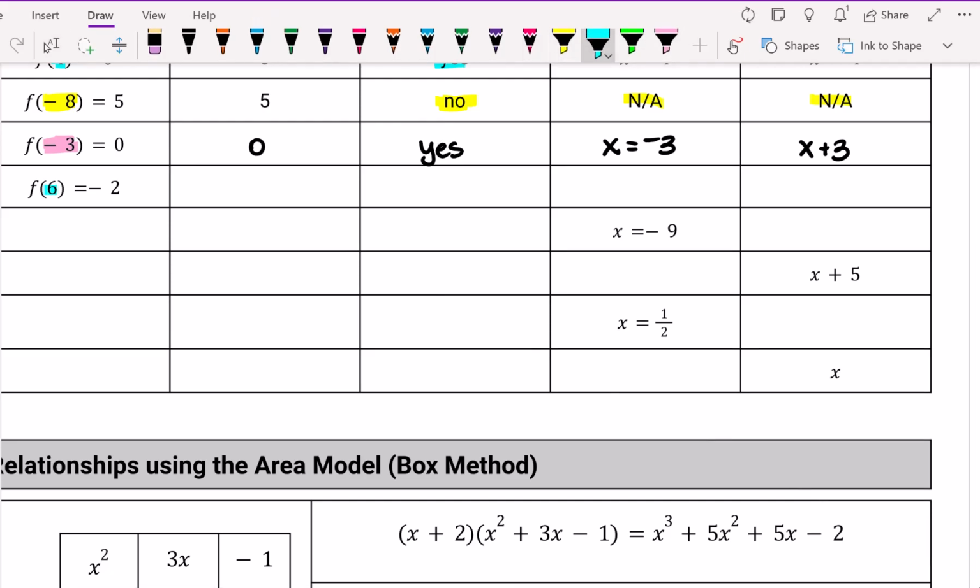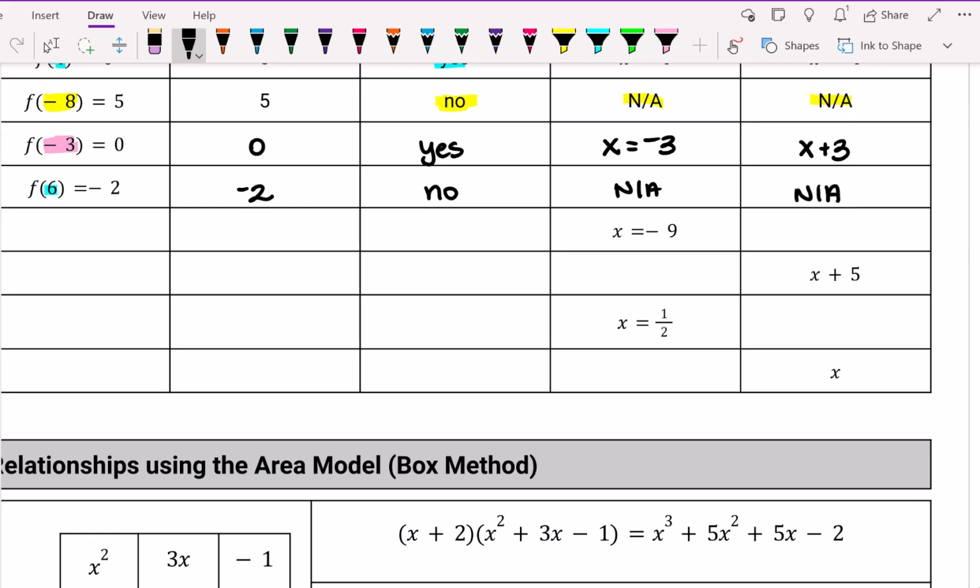If you plug in a positive 6, you wind up with a remainder of negative 2, which means no, it is not a solution, and you cannot fill out the rest of the information on that row. So I'm going to work through the next 2 rows, and then I want you to pause the video after that, and I want you to attempt to finish the rest of the chart.